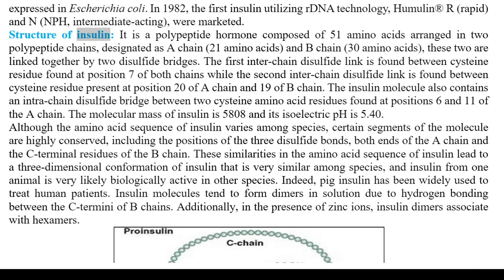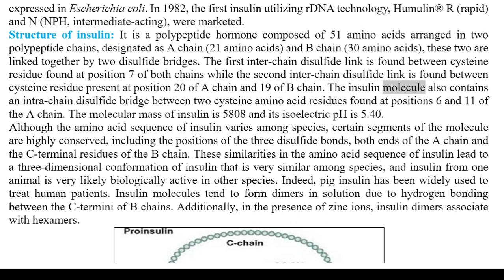Structure of insulin. It is a polypeptide hormone composed of 51 amino acids arranged in 2 polypeptide chains, designated as A chain, 21 amino acids, and B chain, 30 amino acids. These two are linked together by 2 disulfide bridges. The first interchain disulfide link is found between cysteine residues at position 7 of both chains, while the second interchain disulfide link is found between the cysteine residue at position 20 of A chain and 19 of B chain.